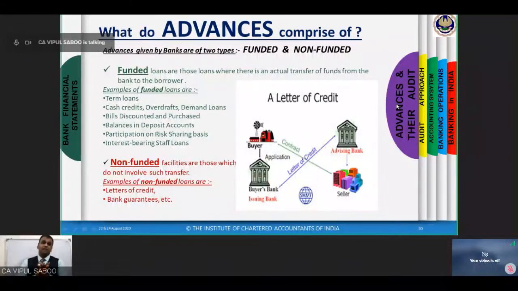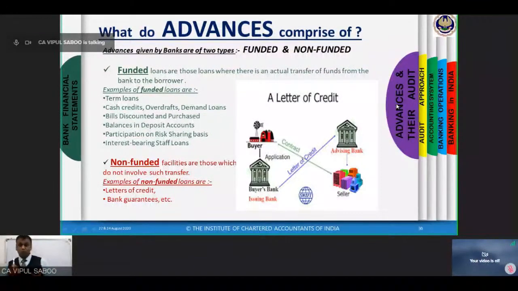The letter of credit was the main underlying instrument which led to that PNB scam, that jewelry scam by Nirav Modi. This letter of credit was the underlying instrument. Many letters of credit were being issued by the bank. These letters of credit were non-funded. How were they so?